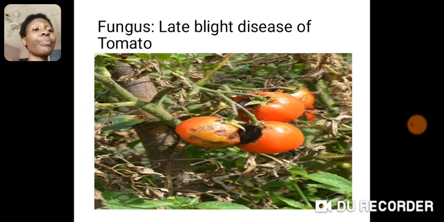So just take a look at that black interior. Is that a normal tomato? No. So don't eat it again. We won't eat such, because that is a sign, a physical sign, obvious, that it is having a disease. And you should know that the name of the disease is late blight disease, caused by a fungus species.